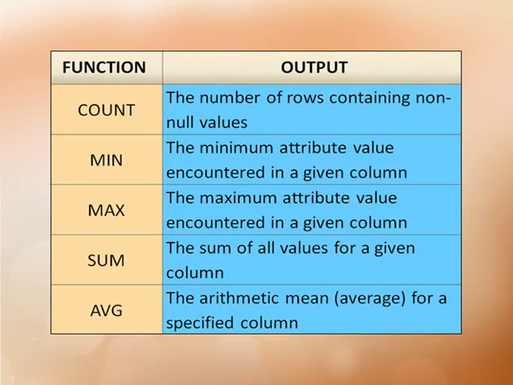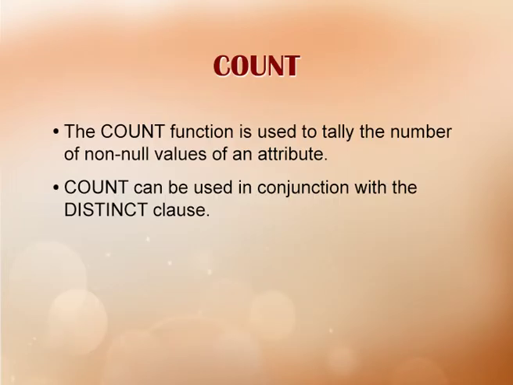The count function is there, wherein the number of rows containing non-null values can be counted. To find the minimum attribute value you can use the min command. To display the maximum attribute value you can use the command max, and then sum is there, as I told you, average is also there in order to find the arithmetic mean for a specified column. Let us see one by one what is the syntax that we have to give in order to find these aggregate function values. First is the count function.